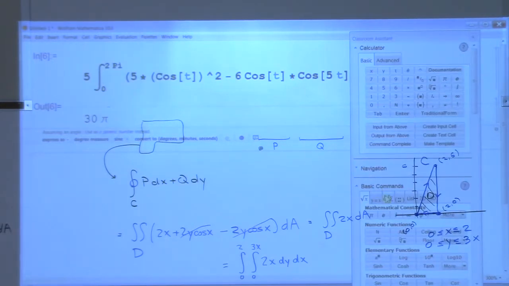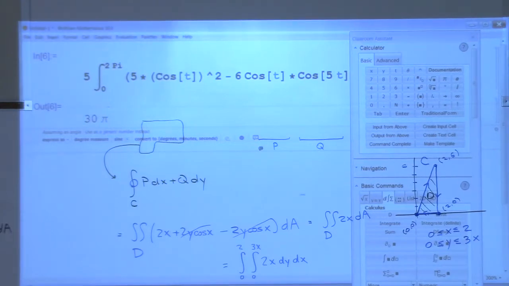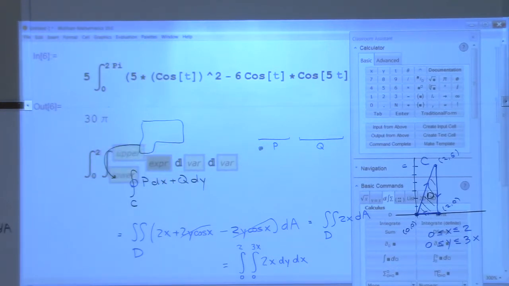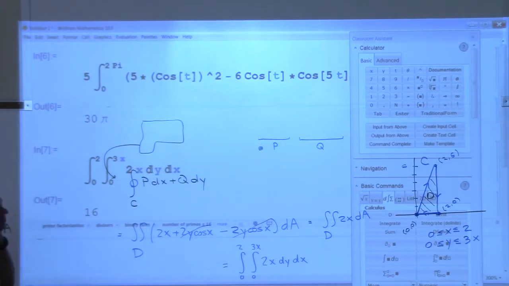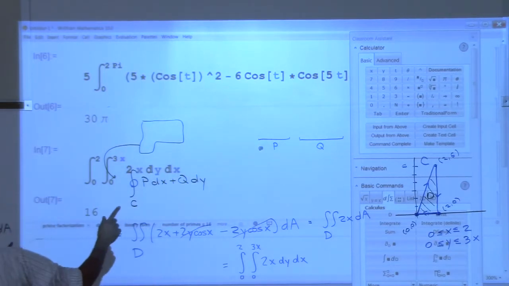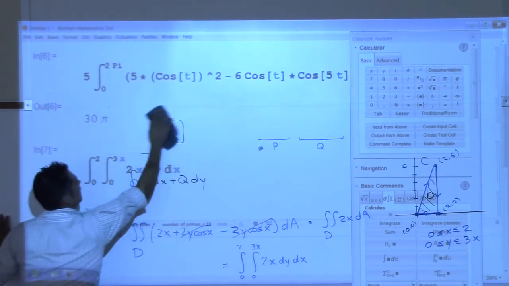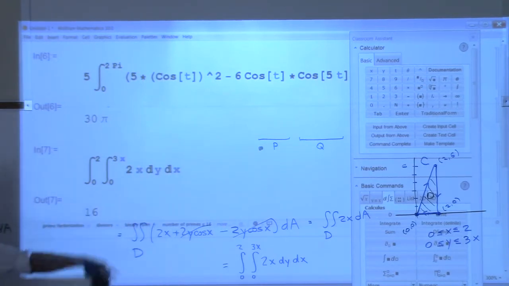I know you like to go home and do these on your own, the ones I don't do in class. Zero to 2, 0 to 3x, integrating 2x, dy dx. 16. Sorry, can you not see it? Oh, it's right here. Right there. Okay, so you should get 16 when you do that.